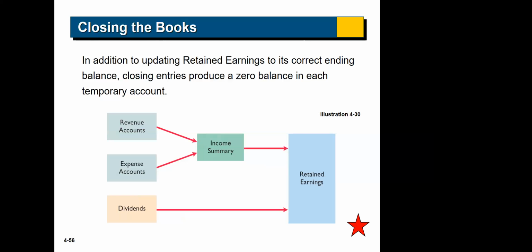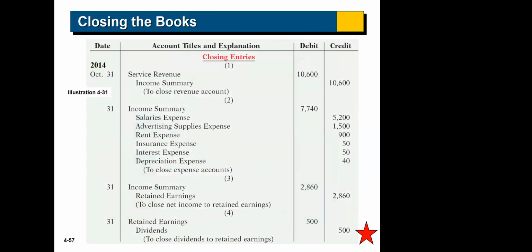Okay, so they are done in this order. You need to do them in this order. Number 1, you're going to close out your revenues. Number 2, you're going to close out your expenses. 1, revenues. 2, expenses. 3, you're going to close out the difference, or what you've retained. That's the difference between the revenue and expenses. And then 4, you're going to do your retained earnings.